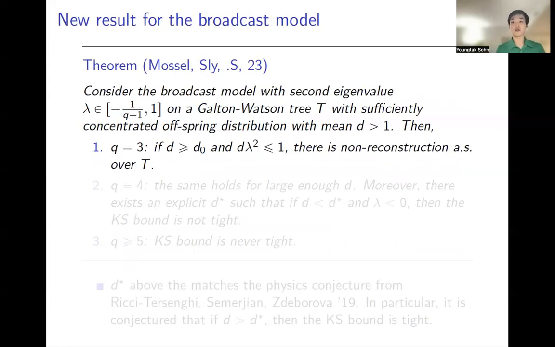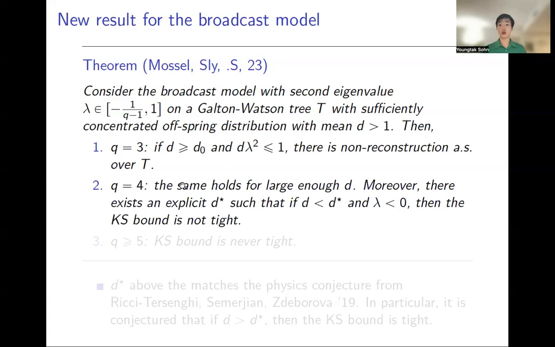Our impossibility result for the block model is based on an impossibility result for the broadcast model, which is new. We consider the broadcast model with second eigenvalue lambda on a Galton-Watson tree T with sufficiently concentrated offspring distribution with mean d. Then we show that for q equals 3 and the degree large enough, there is non-reconstruction almost surely below the KS bound. This is a generalization of Sly's result to the case where T is a Galton-Watson tree.